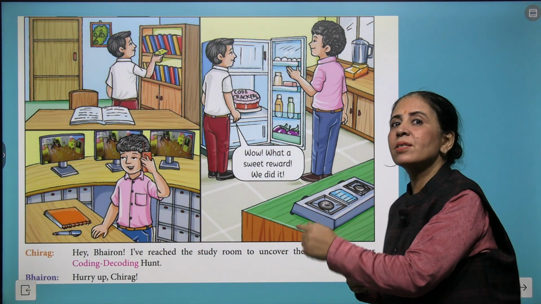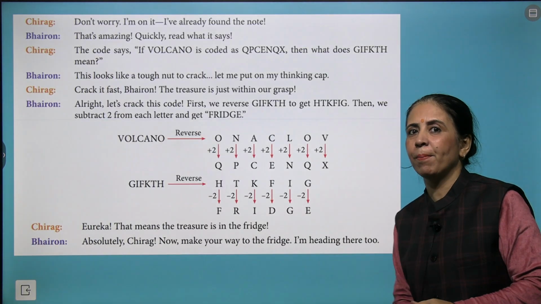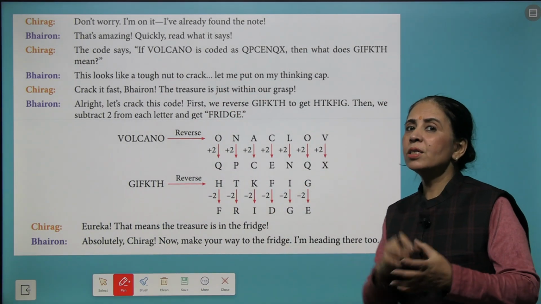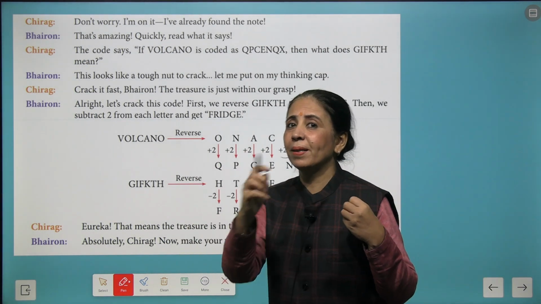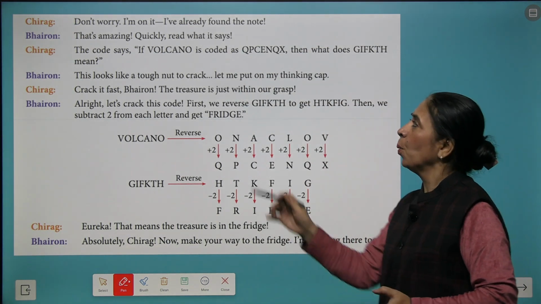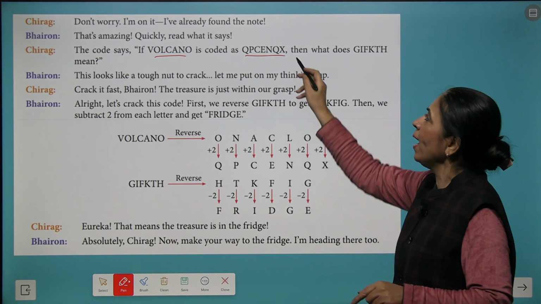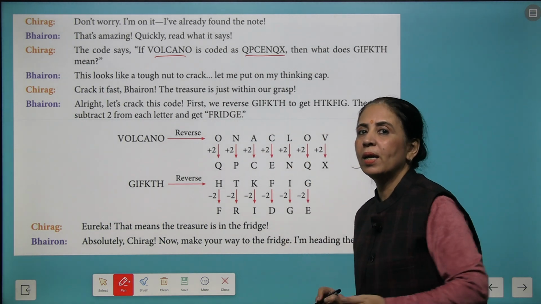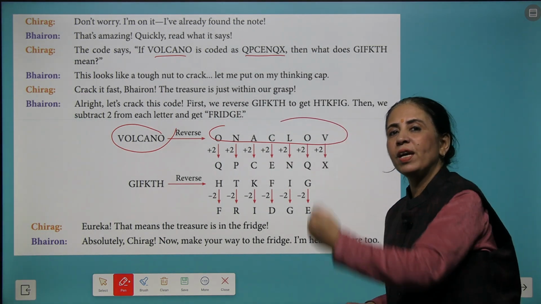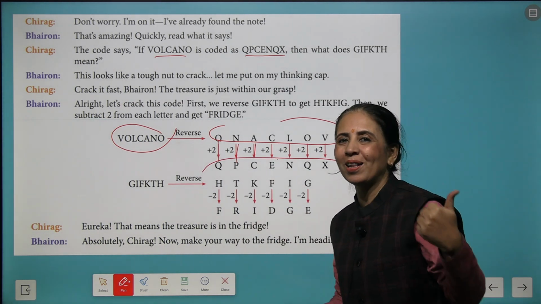So, here Chirag has reached the final level of decoding and Baron is encouraging him. And once he got the paper, they are ready to decode. Decoding is of a little higher level, but they are not giving up. They are putting in their efforts and they'll definitely crack it. What's given? If volcano is QPCENQX, now how is the word related? We have first reversed the word and added 2 to every alphabet. Here we got the code.